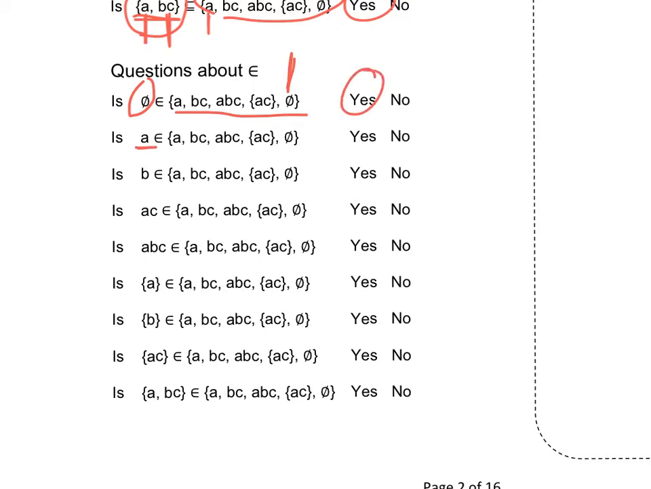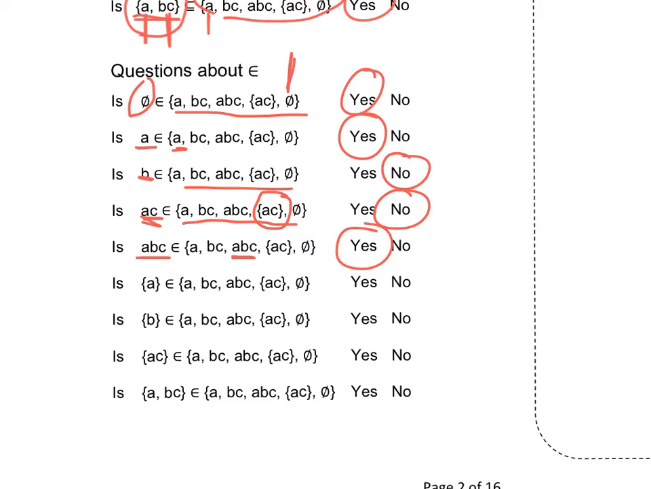Is the letter A an element? Yep, there it is. So yes. Is the letter B an element? Well, no, we saw last time. It's not. Nope. Is the string AC an element? Again, no, there's no AC in there. There's a set that contains AC, but there's no just plain old AC, so the answer is no. Is ABC an element? Yeah, well, there's the string ABC, so we get yes.